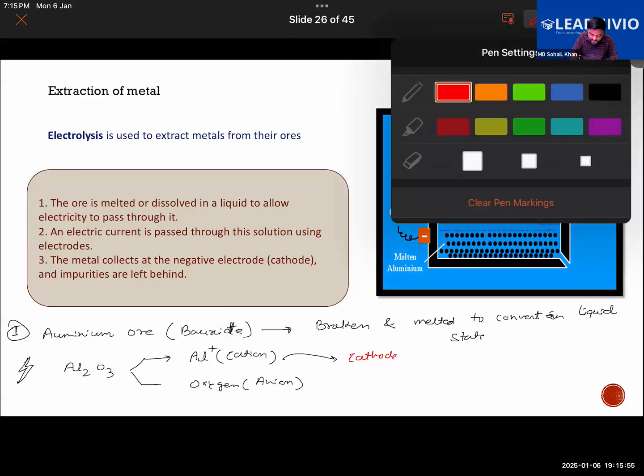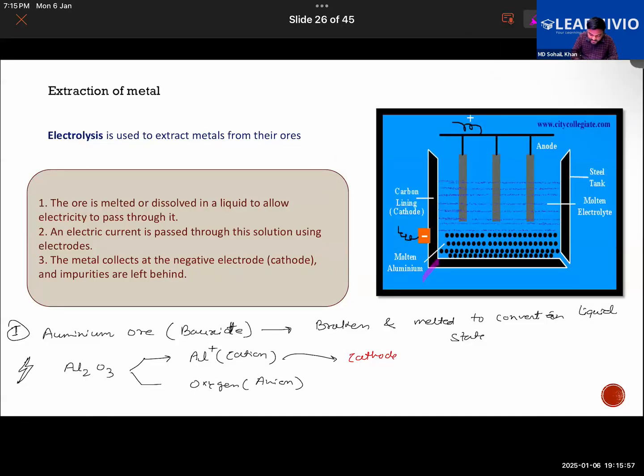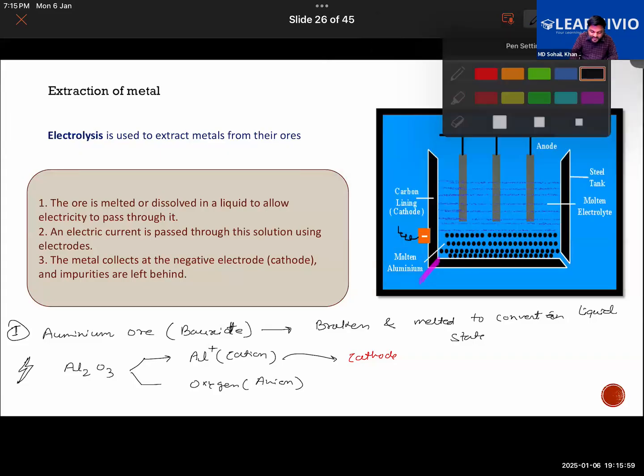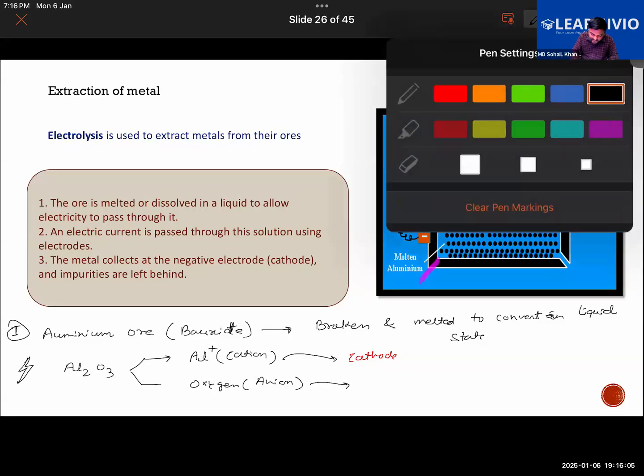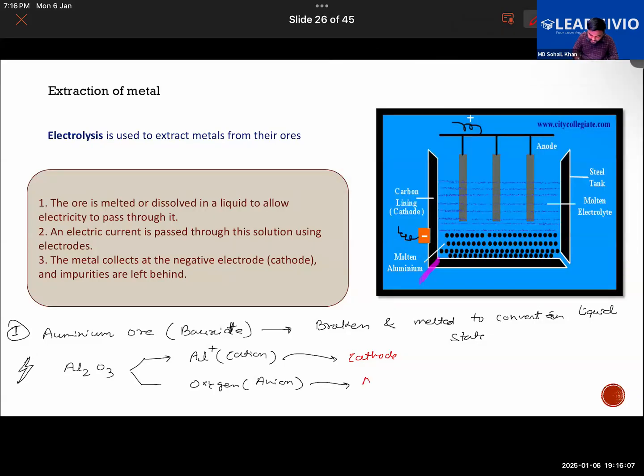By the way, there will be a small outlet here, from where the aluminum will be extracted. It will be taken away from that small hole. And the anion will be deposited near the anode. So that is how the extraction of a metal like aluminum is done from this ore.